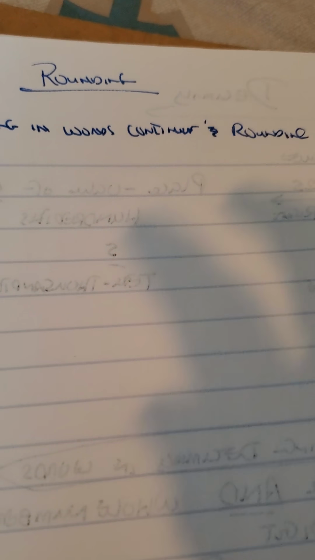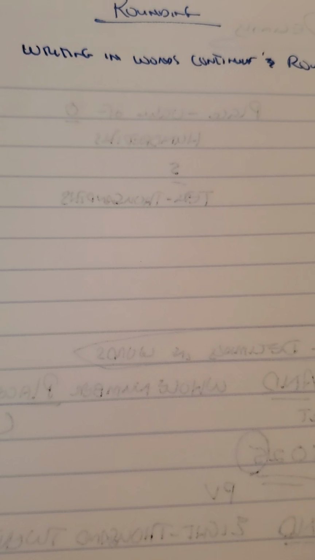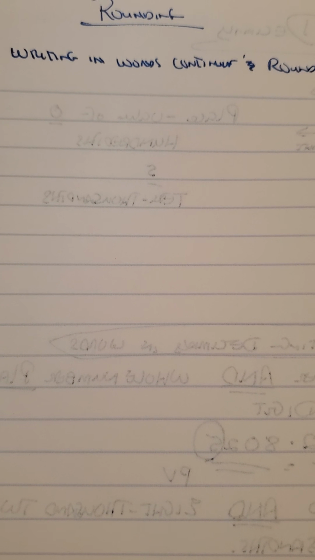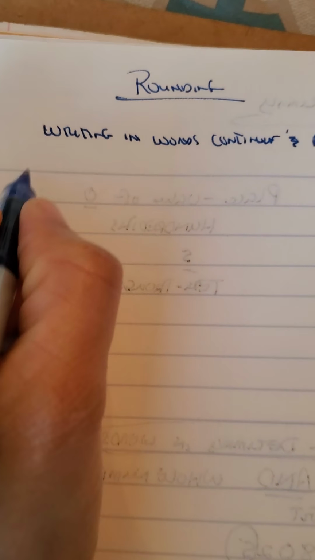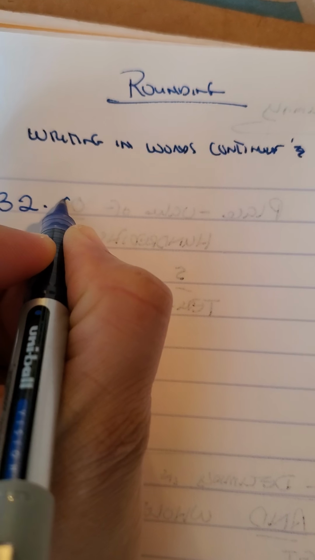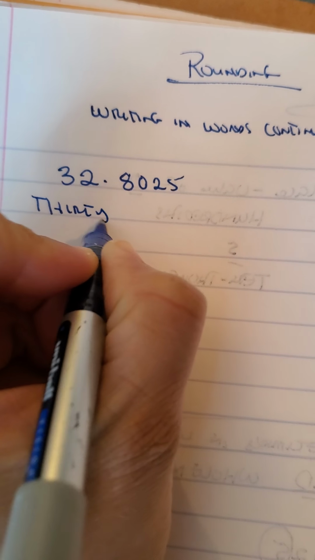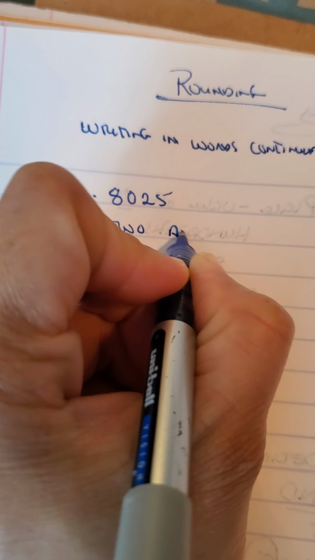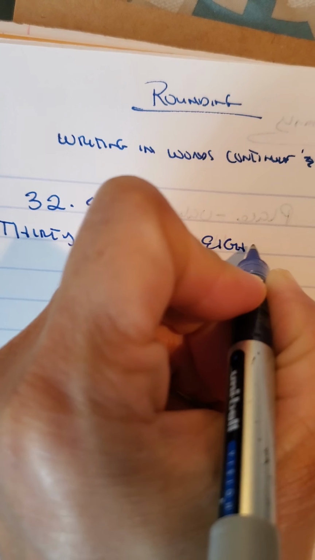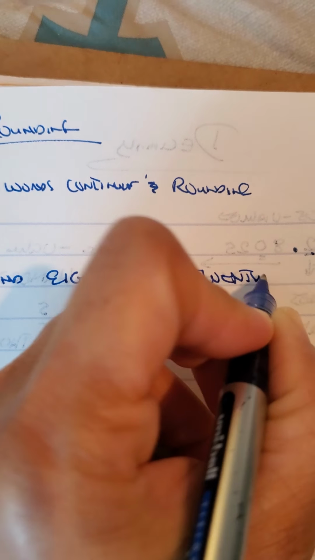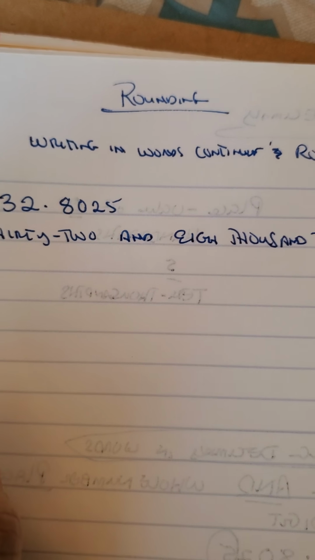Okay, guys. So I shortchanged you in the last video with regards to writing in words, and so I want to show you. What I showed you was I converted a decimal from standard form. As you recall, this was 32 and 8,025 ten thousandths, right?